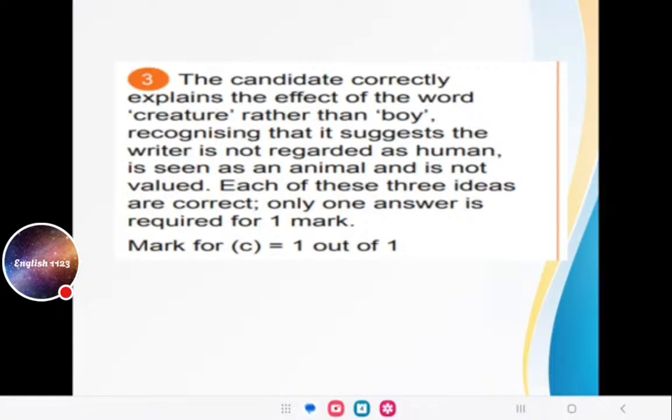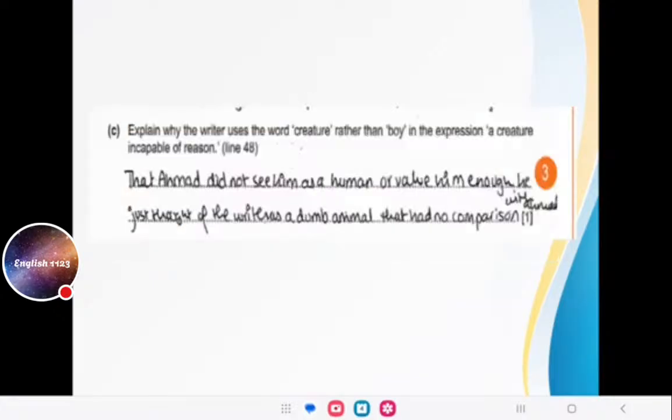The candidate correctly explains the effect of the word creature rather than boy, recognizing that it suggests the writer is not regarded as human, is seen as an animal, and is not valued. Each of these three ideas is correct. Only one answer is required for 1 mark. So the examiner is saying that here he has seen that Ahmed did not see him as human. That's why he wrote the word creature there. Even if he had written only this much, the answer was correct. There's no need for a longer explanation. Only that Ahmed did not see him as a human, that answer is correct.